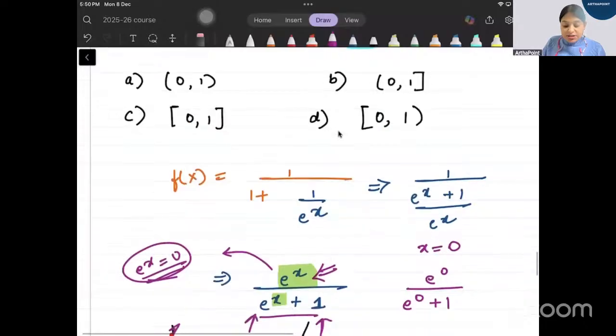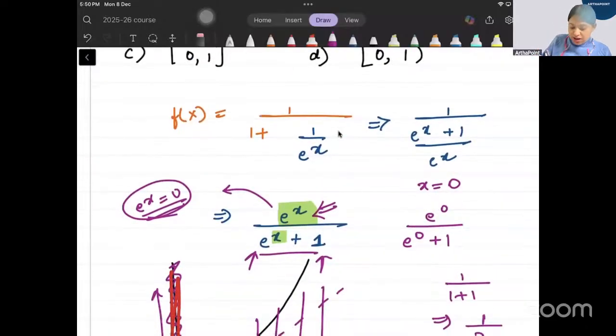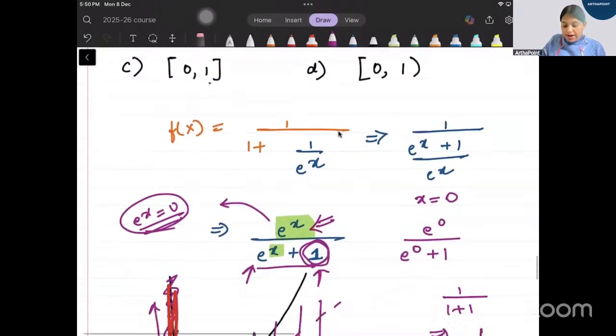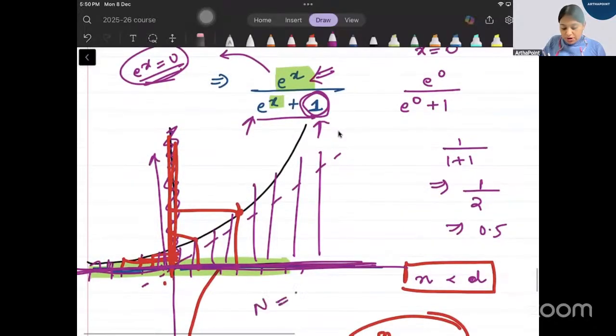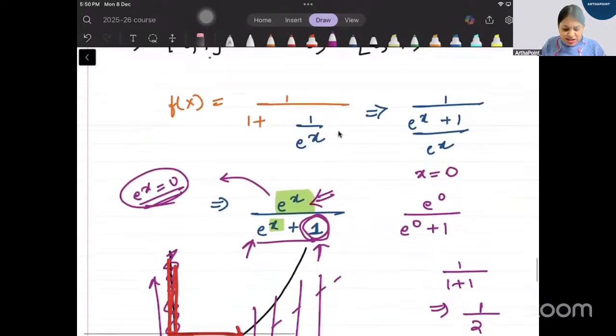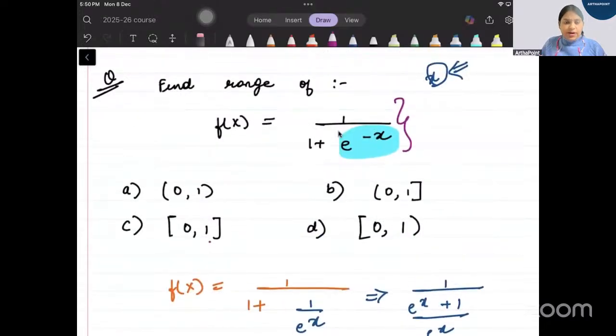And for the fraction to include 1, I want the numerator to be equal to the denominator. Only then will the fraction be 1. So I need e to the power x equal to e to the power x plus 1. Right? This is what I need. But is this possible? No. So it means 0 and 1 will not be included. So all of you who answered it as A, that is the right answer.